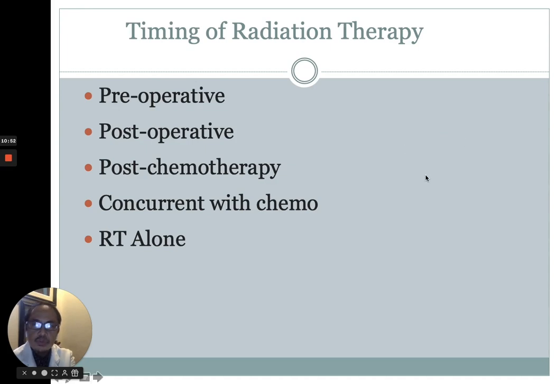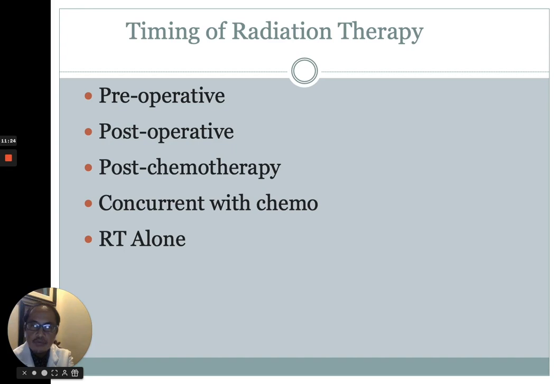Okay, so when do we do radiation therapy? There are several strategies for giving radiation therapy. Sometimes we give radiation therapy preoperative, meaning before the patient undergoes surgery. This is now being done for patients with rectal cancer, with colorectal cancer. Patient undergoes radiation therapy plus chemotherapy. Then after 6 to 8 weeks, the patient would undergo the surgery.